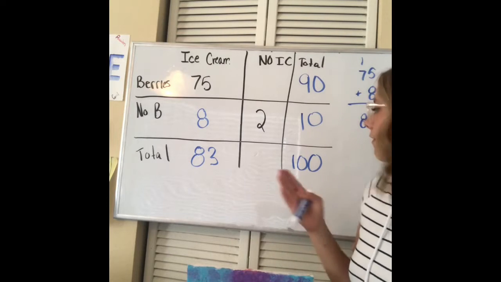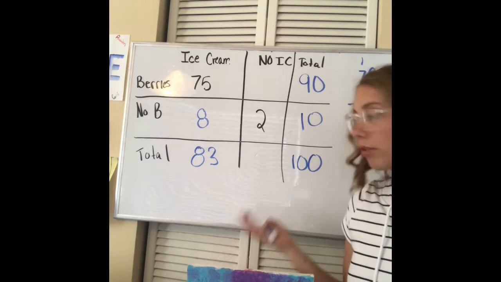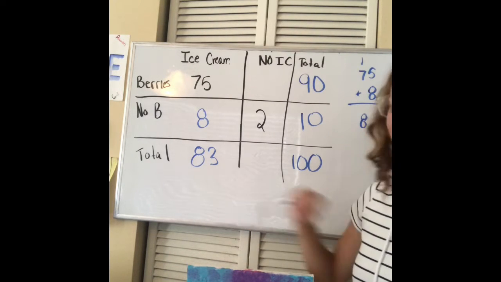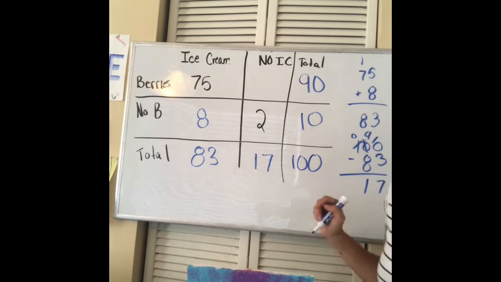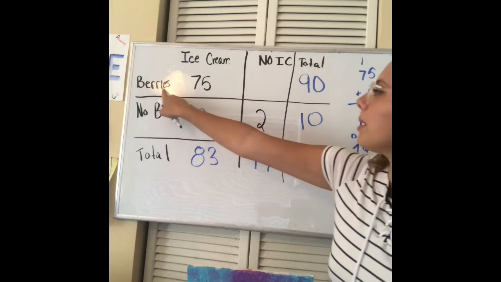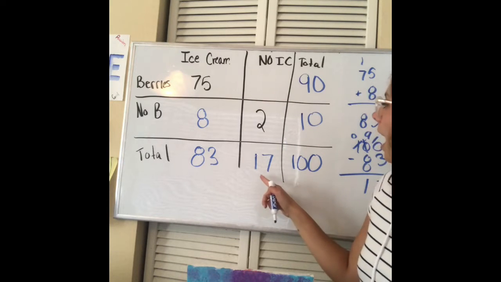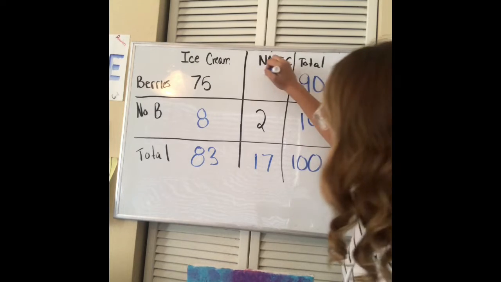And now in order to find the total number of people who don't like ice cream, I'm going to subtract my total number of people minus 83. And now to find the number of people who like berries and don't like ice cream, I'm going to subtract 17 minus 2 is 15.